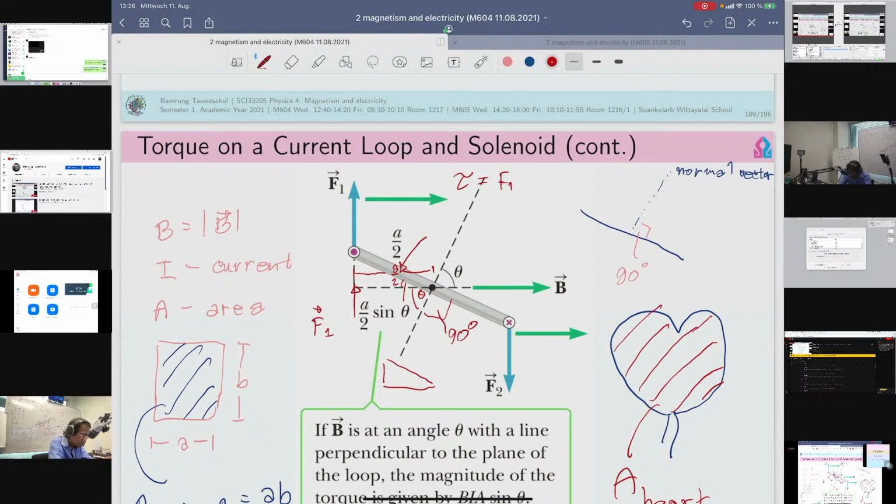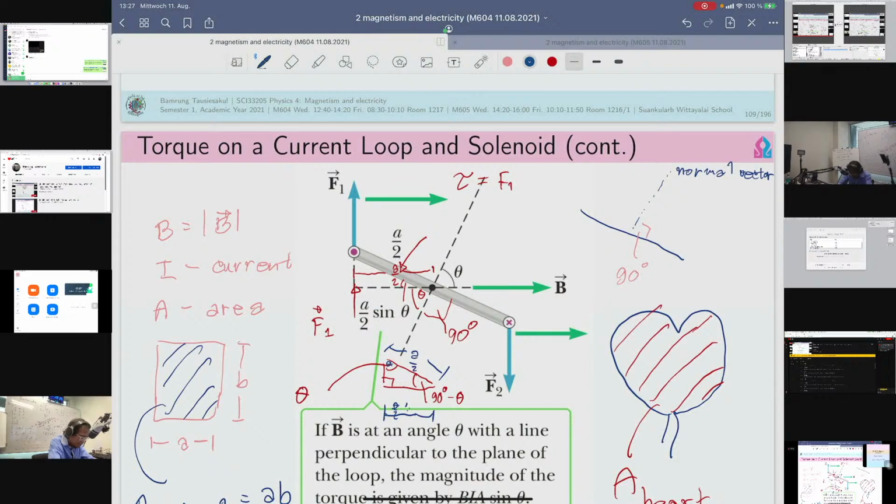The angle theta, and of course the distance here could be, as we know, a by 2. This one will be a by 2 times sine theta. That's the reason why we have the distance here: a by 2 times sine theta.